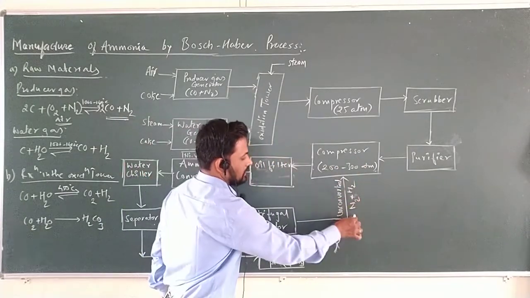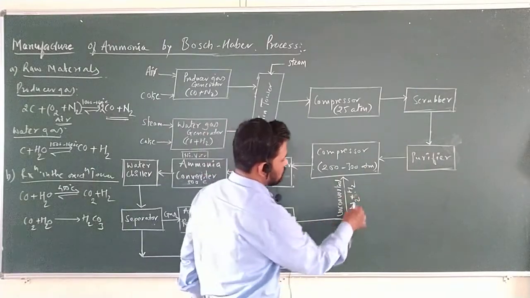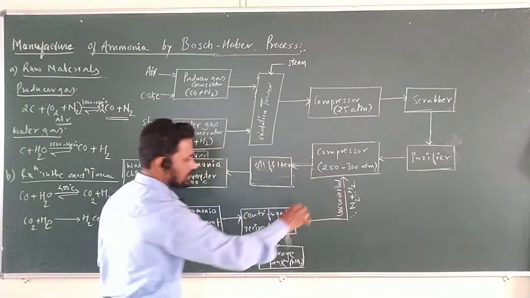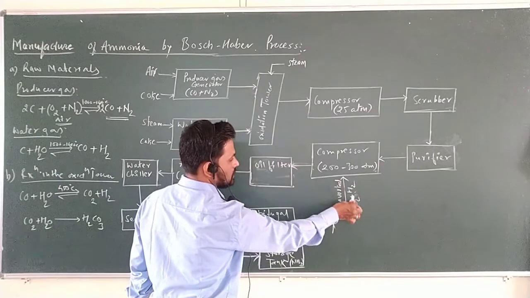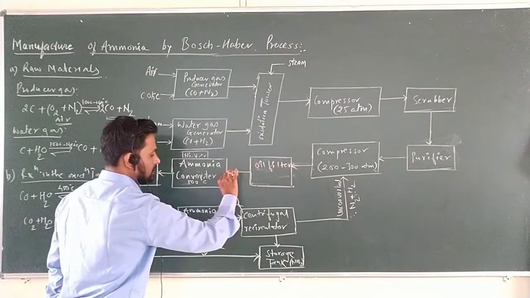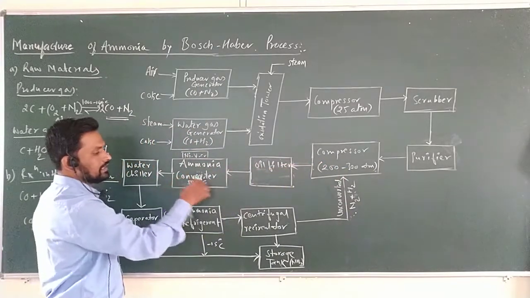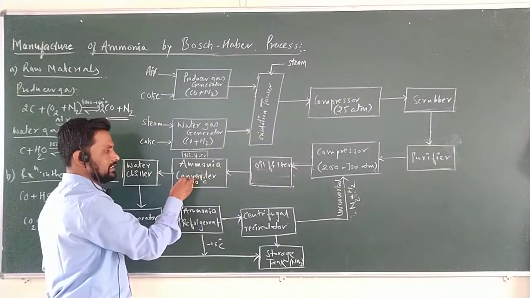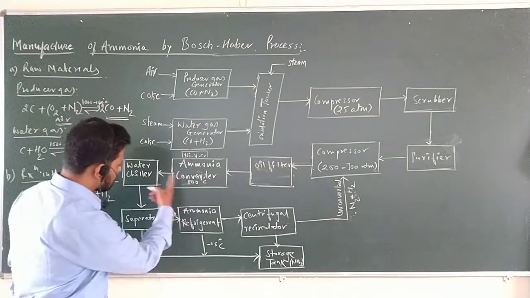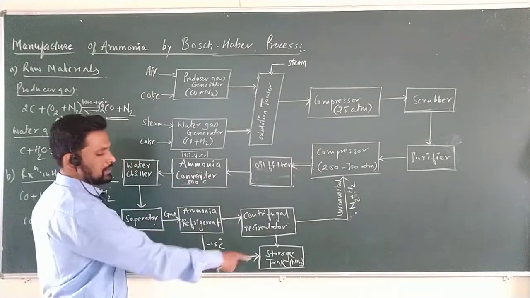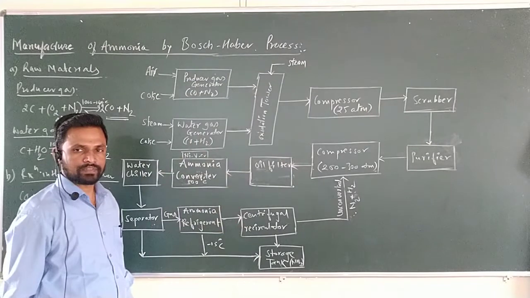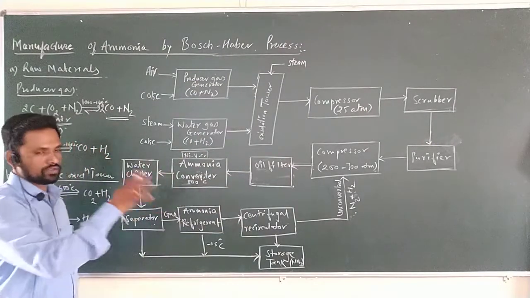Here the unconverted nitrogen and hydrogen, N2 plus H2, are passed into the compressor. Further the reaction takes place. Again the unconverted nitrogen and hydrogen pass toward the compressor, then through the oil filter, and further come toward the ammonia converter, where the unconverted N2 and H2 react again in the converter and can form ammonia. So likewise there is a recycle process. The converted ammonia is separated, and the unconverted nitrogen and hydrogen again pass toward the converter. So likewise there is the formation of ammonia.